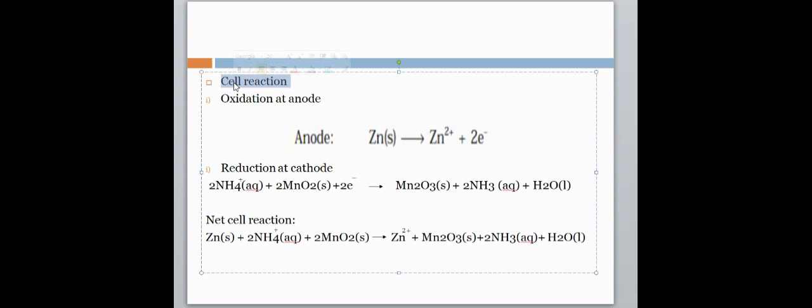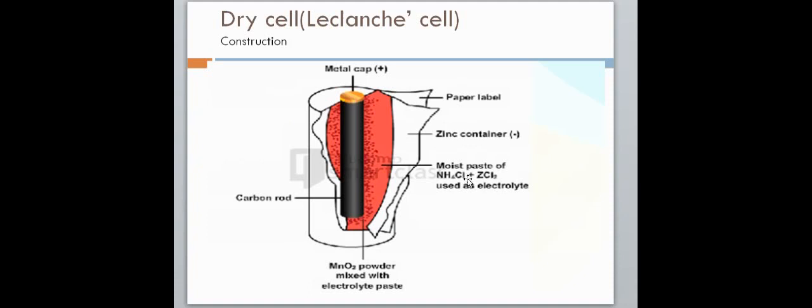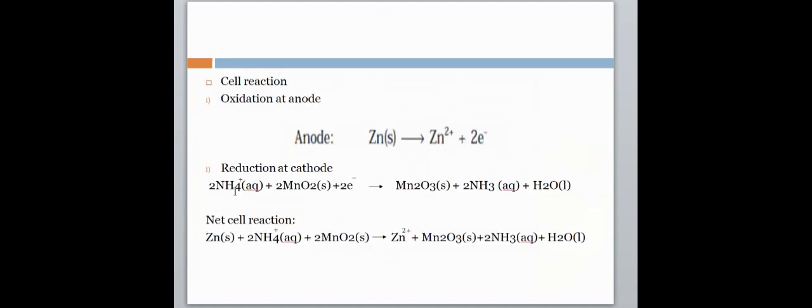Now, how do I write down the cell reaction for a dry cell? So when oxidation takes place at anode, it will be Zn gives Zn2 plus plus 2e minus. So reduction at cathode will be what? Now it contains ammonium chloride and zinc chloride. So I need to have NH4 plus, from my ammonium chloride, plus MnO2 plus 2e minus. Since it is reduction, there will be gain of electrons, giving Mn2O3 plus 2NH3 plus H2O. So the net cell reaction, when I put all the left hand sides together and right hand sides together, is Zn solid plus 2NH4 plus plus 2MnO2 gives Zn2 plus plus Mn2O3 plus 2NH3 plus H2O.